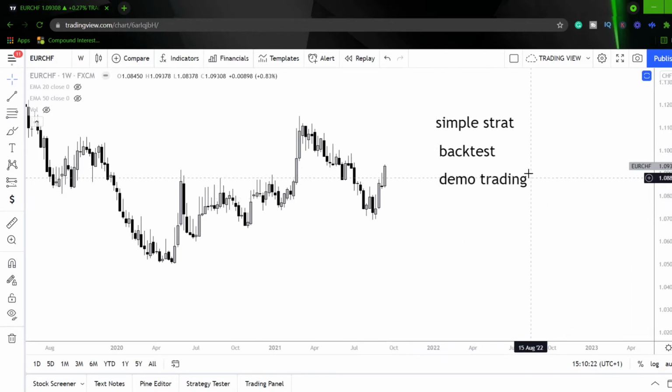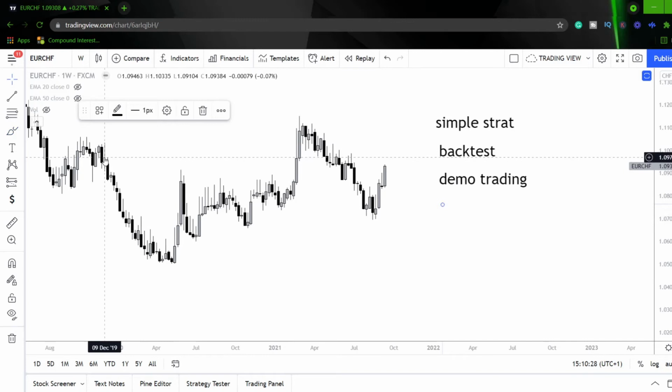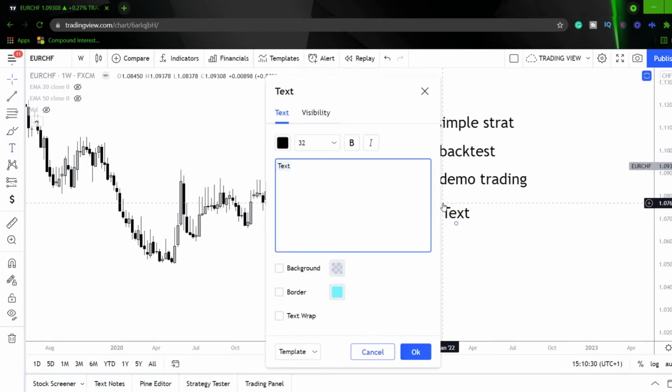So it is going to help you. I suggest that everyone goes through this sort of period. So the next thing we want to be looking at is making sure that we've got our risk management down.